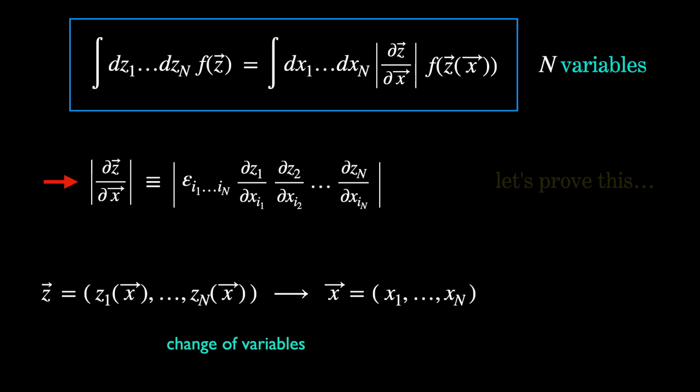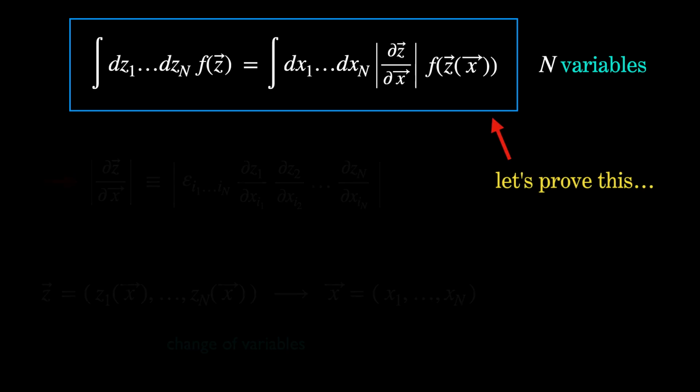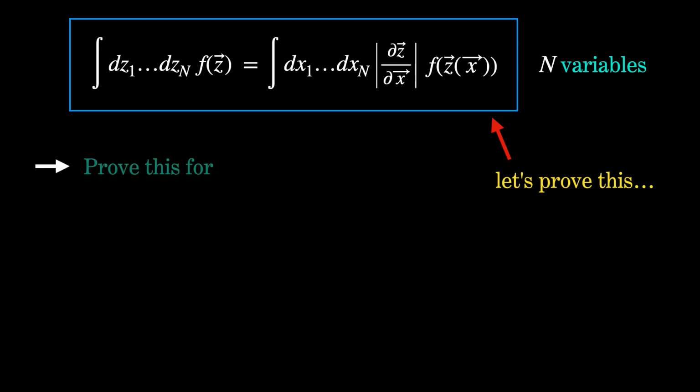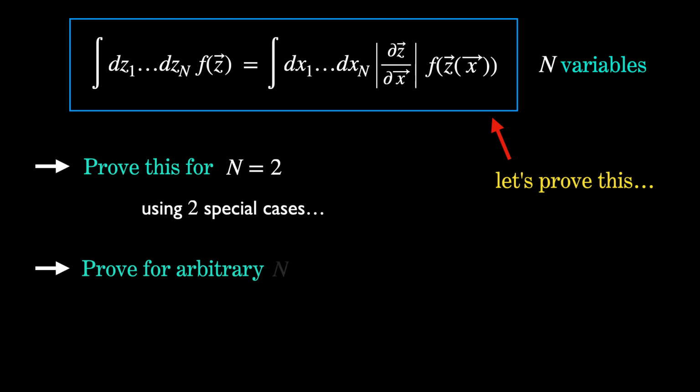Now let's prove the Jacobian formula for n variables. Here's our strategy. First, we shall prove this for two variables in two special cases. These can be done easily from what we know about changing variables for the single variable case. Using these two special cases, we can prove the general result for two variables. This exercise with two variables will then show us a way to prove the n variable case.